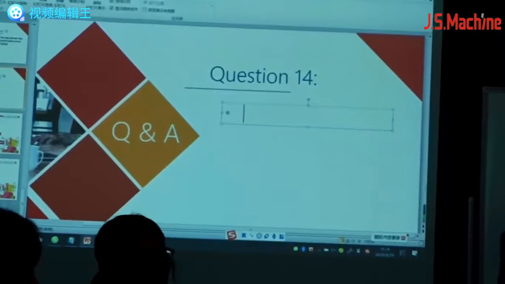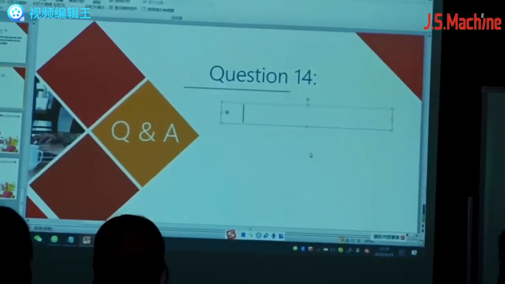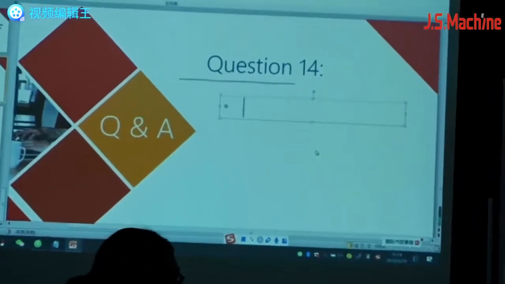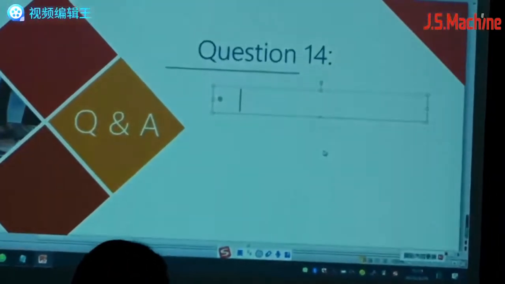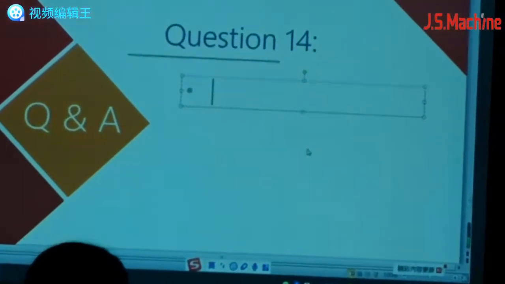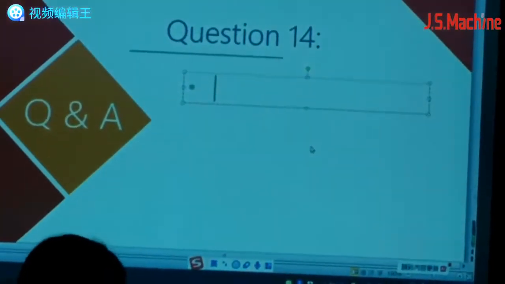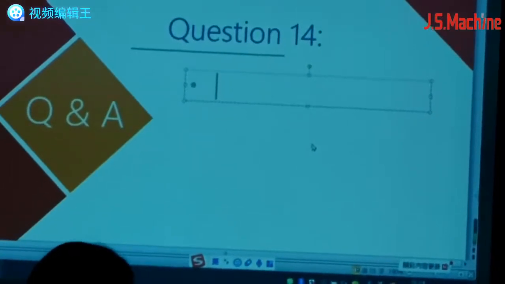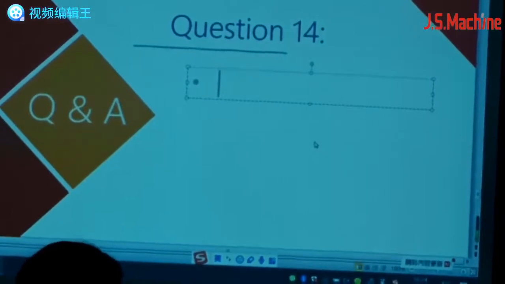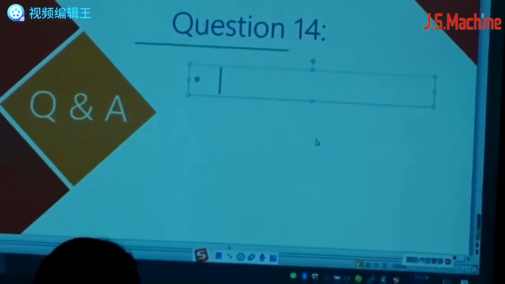Oh, yeah, I have one for Vincent. I've heard there's a kind of voice from the market. They're talking about integrating traditional flexo and digital printing technology together. So, what's your idea on the future of digital printing?